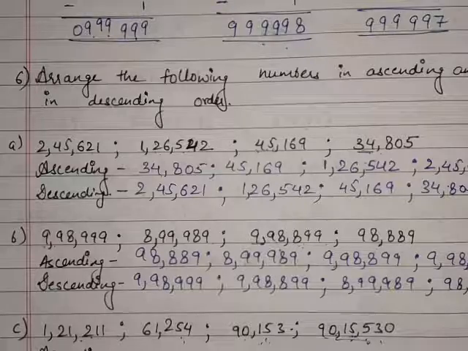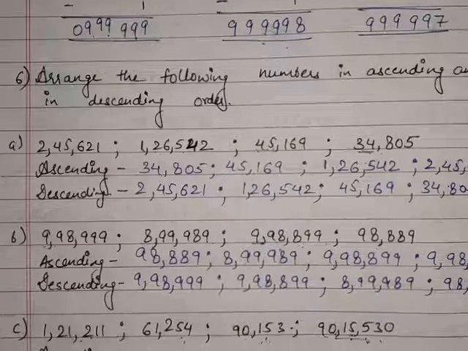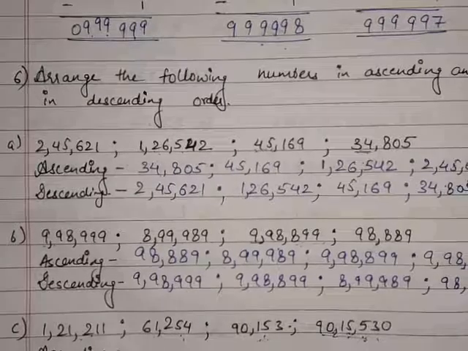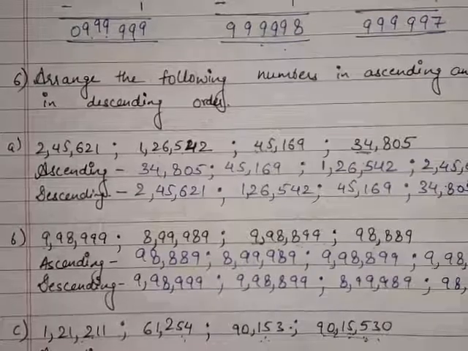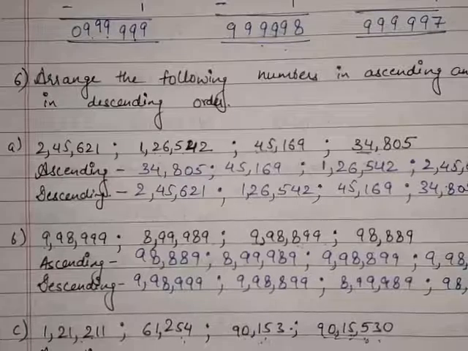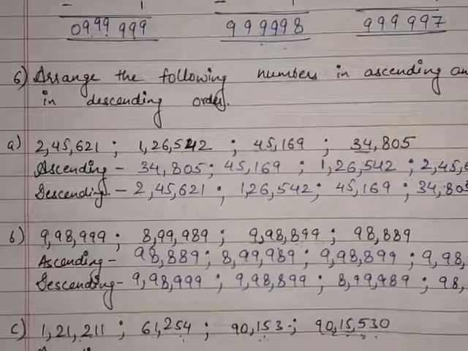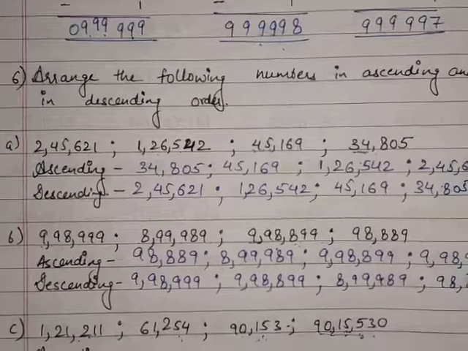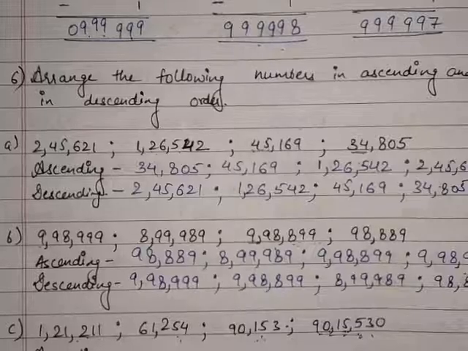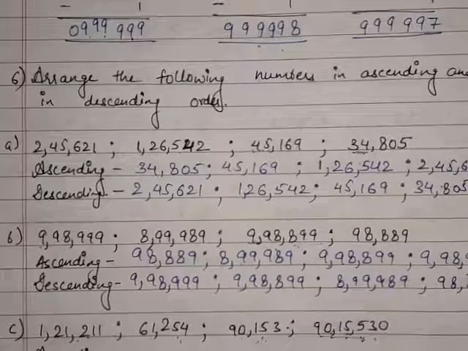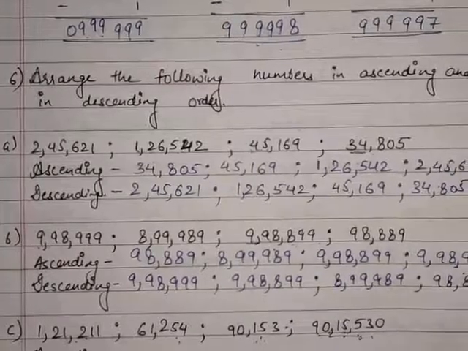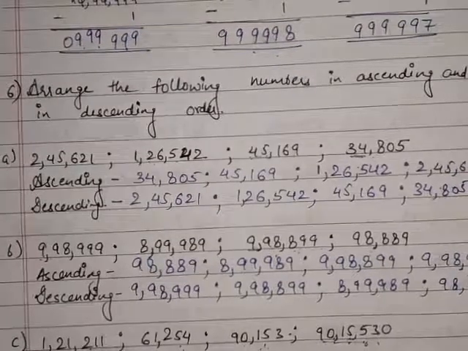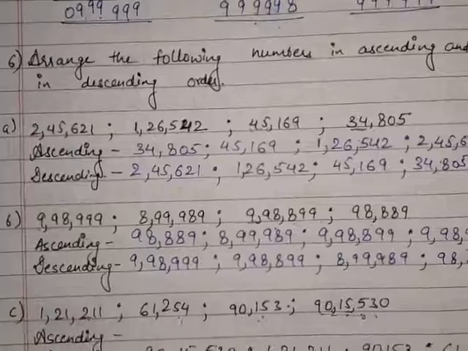Firstly, we will arrange the number in the descending order. Okay. See, which is the greatest? It is 90,15,530. Now, which one is smaller than this? 1,21,211. Then which is bigger? 90,153 is the bigger. Then which one is the smallest number? It is 61,254, the smallest number. Get it, students? Which one is smaller?